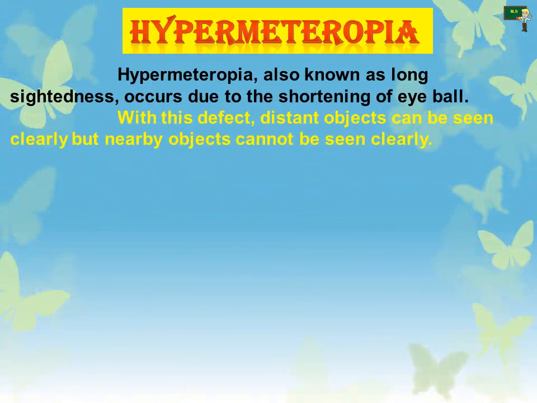Hypermetropia. Hypermetropia, also known as long-sightedness, occurs due to the shortening of the eyeball. With this defect, distant objects can be seen clearly, but nearby objects cannot be seen clearly.